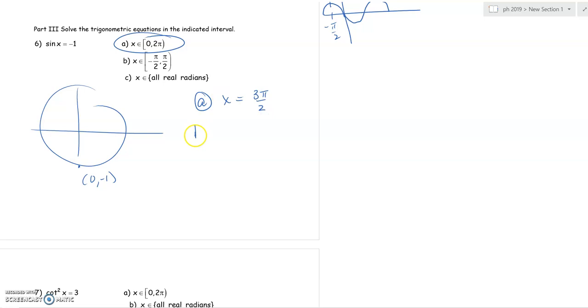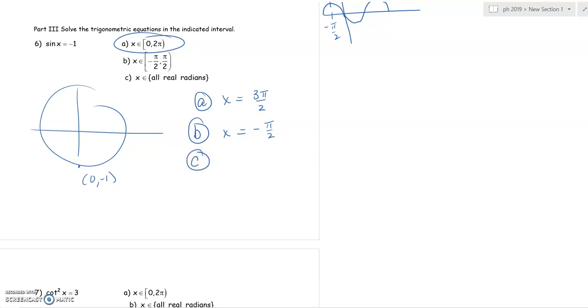So go ahead and pause the video and write down your answer. What would you put if I change the interval to be negative pi over 2 to positive pi over 2? Okay, so did you realize that you would have to describe your answer as x equals negative pi over 2 if I change the interval to negative pi over 2 to positive pi over 2?